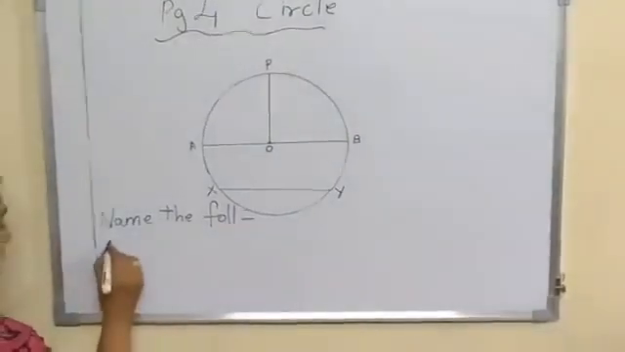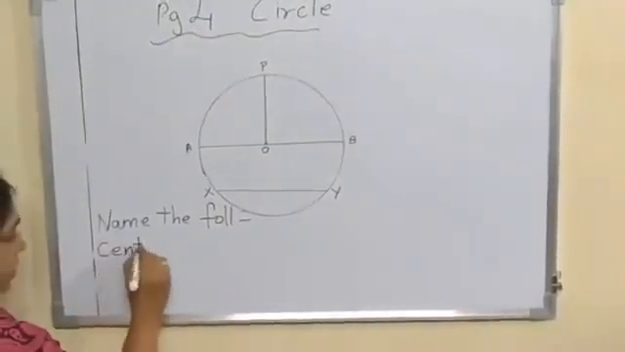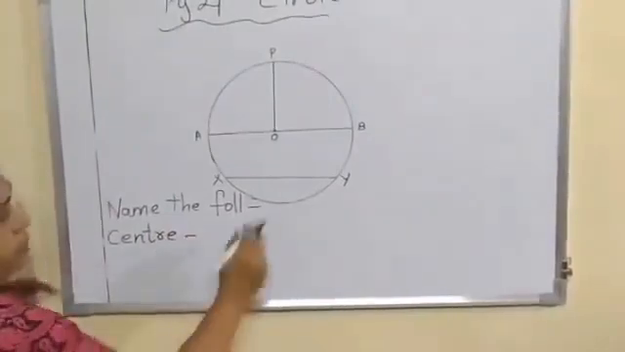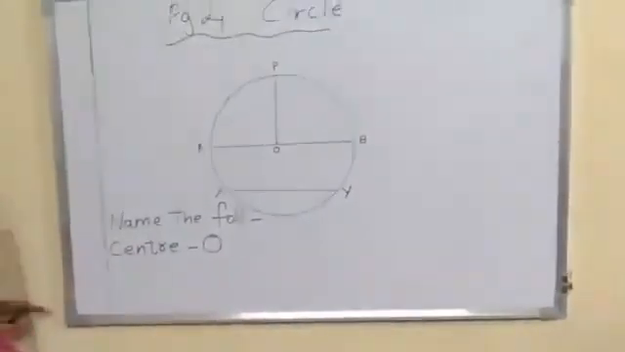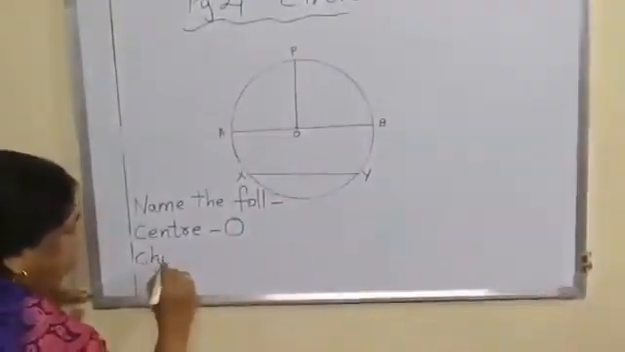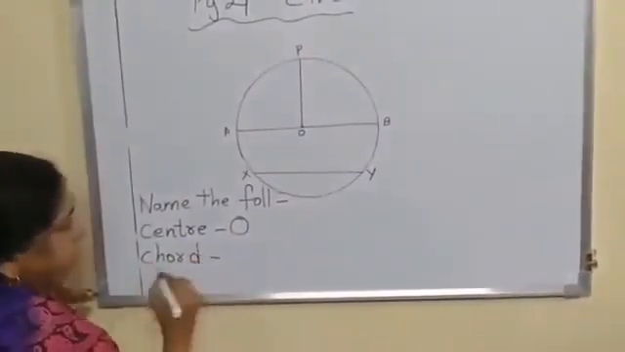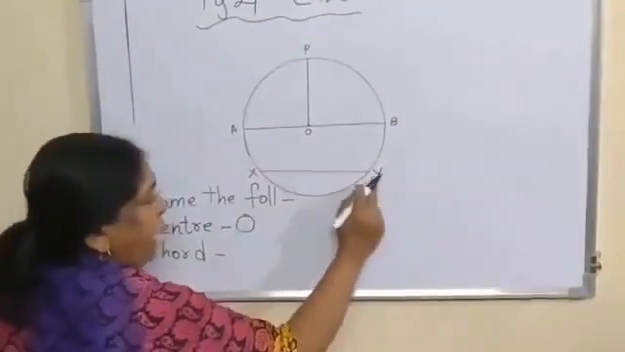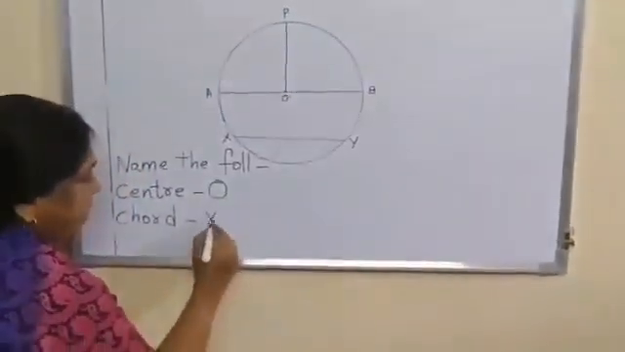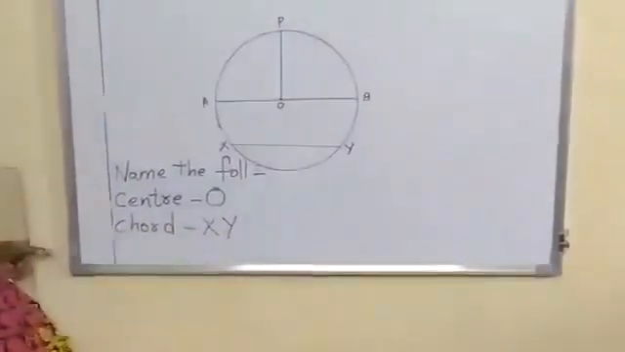Now first you will write center. Which is the center here? O is the center. Okay children? Now we will write chord. Which is the chord? Yeah, this is correct. You are right. XY is the chord. XY is the chord.